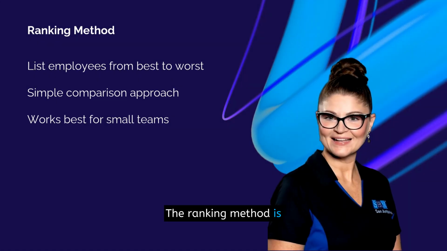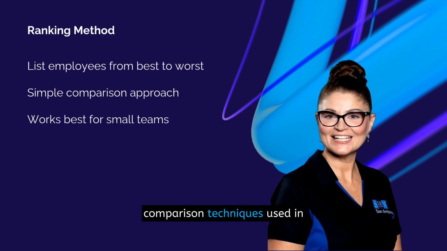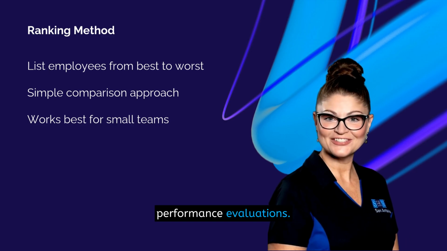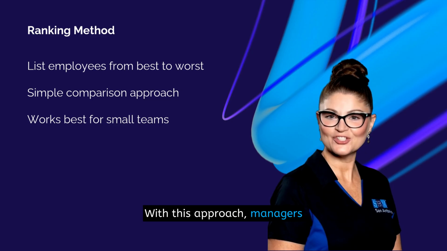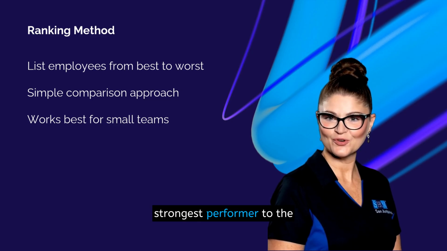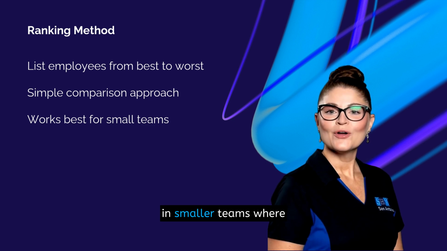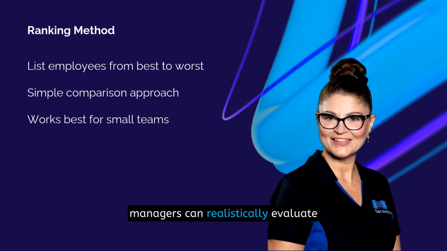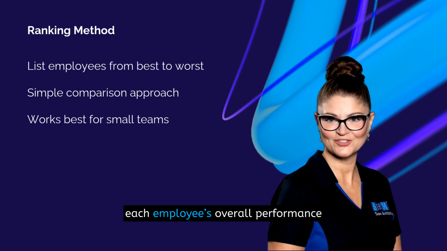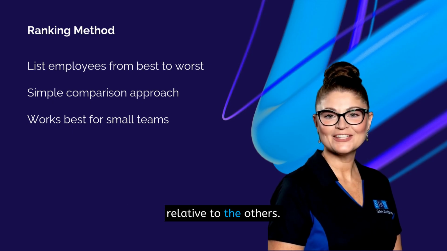The ranking method is one of the simplest comparison techniques used in performance evaluations. With this approach, managers rank employees from the strongest performer to the lowest performer. This method works best in smaller teams, where managers can realistically evaluate each employee's overall performance relative to the others.